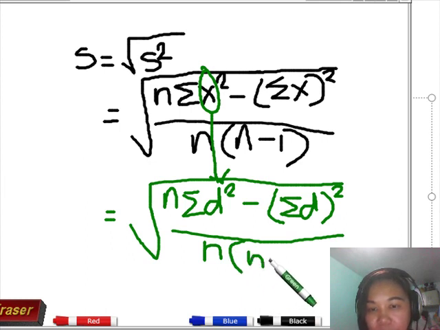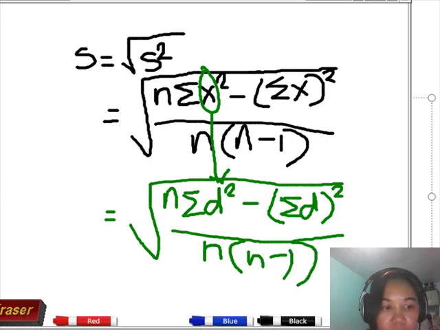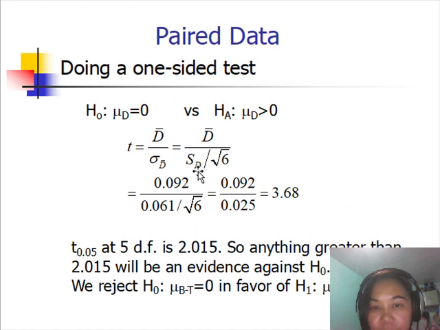Okay, use this formula to calculate your S sub d. Sigma sub d bar is just equal to S sub d divided by the square root of 6, and you will get 0.025. So with the help of your calculator, your t calculated will be 3.68.